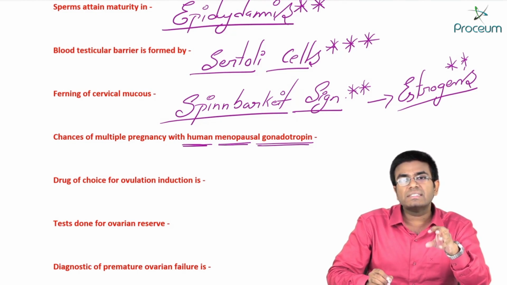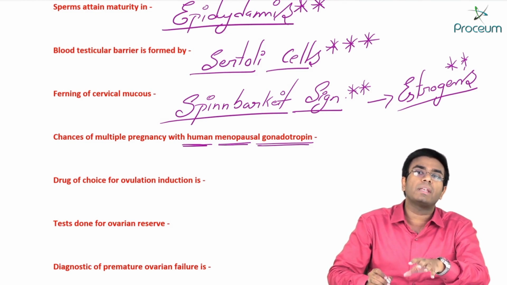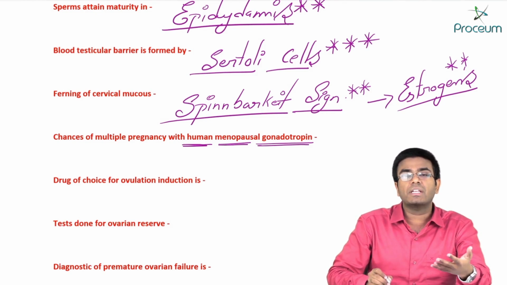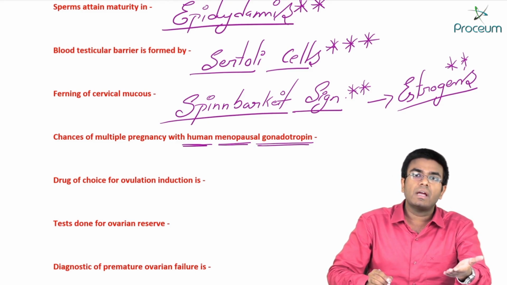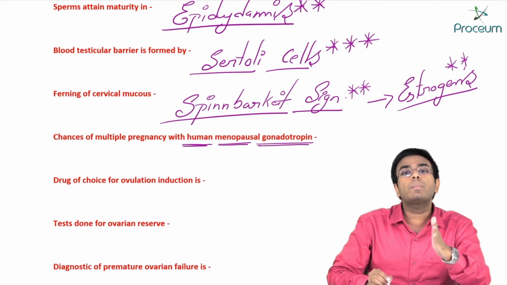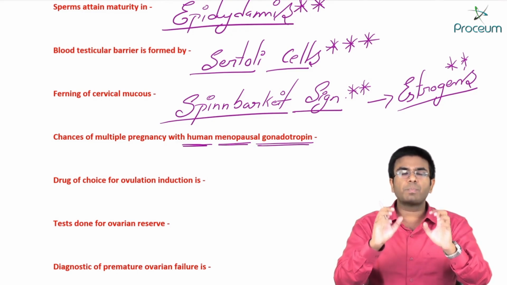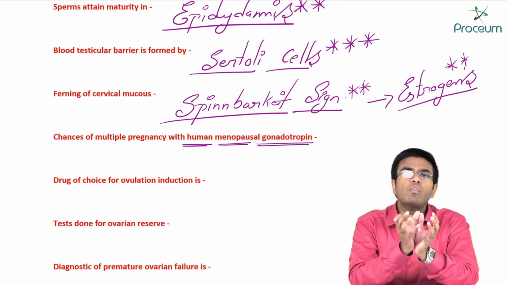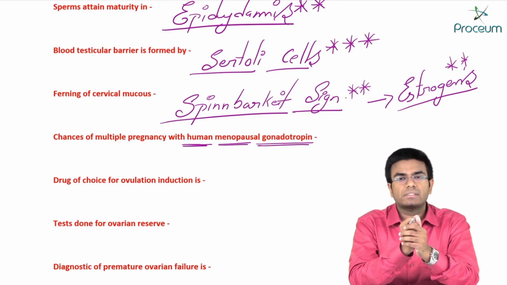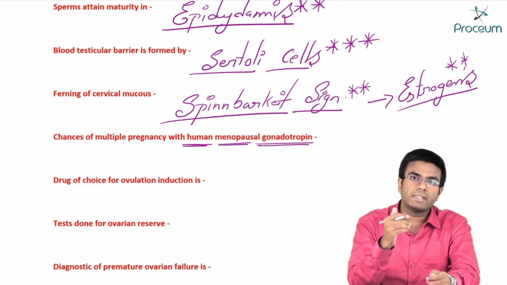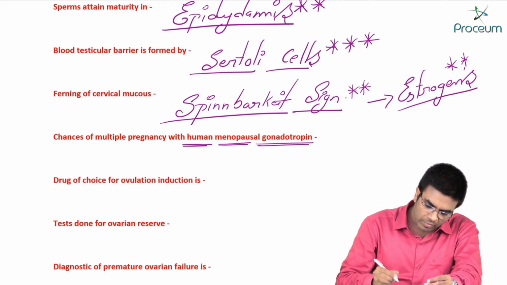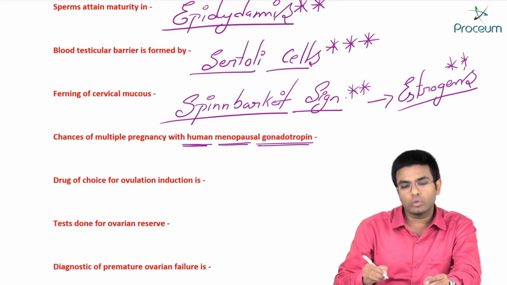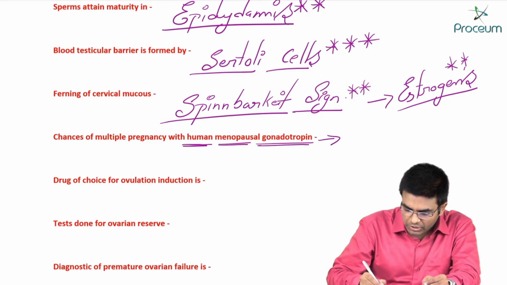If you use this human menopausal gonadotropin for ovulation induction, it can cause hyperstimulation and lead to multiple pregnancies. This FSH powerfully stimulates the ovaries so that not only one ovum is released, but many ova are released. That can cause multiple pregnancies. So the chance of multiple pregnancy with human menopausal gonadotropin is a very important MCQ, that is 30%.